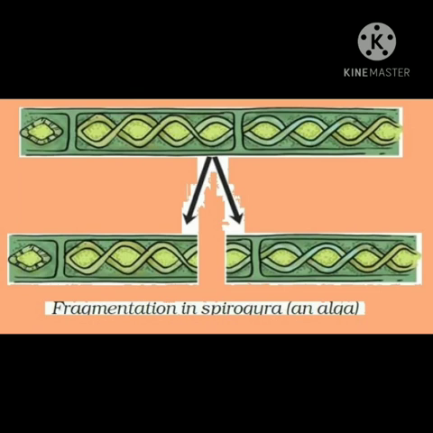Spirogyra are thread-like plants that grow in stagnant water, ponds, and lakes. The filament of Spirogyra breaks into two or more fragments. You can see it in the picture. The filament is broken into two fragments. Then each fragment develops into a new individual.